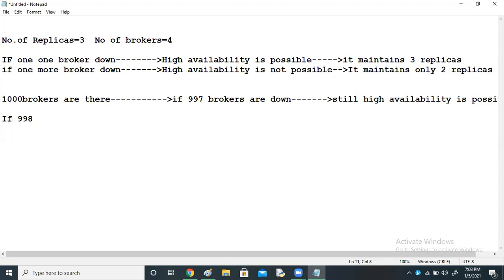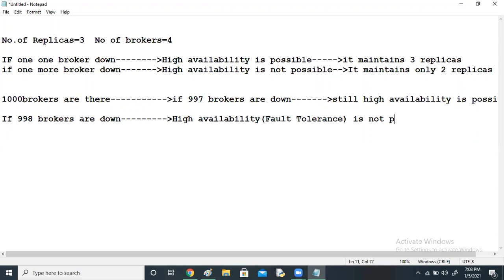If 998 brokers are down, then high availability, fault tolerance, is not possible. So here, still high availability.